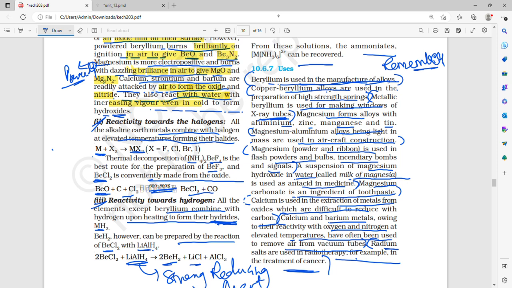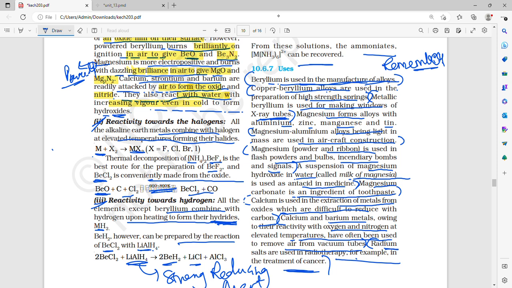Magnesium aluminium alloys, being light in mass, are used in aircraft construction. Then magnesium powder and ribbon is used in flash powders, bulbs, incendiary bombs and signals. A suspension of magnesium hydroxide in water is called milk of magnesia, and it is used as an antacid in medicine. Then magnesium carbonate is an ingredient of toothpaste.